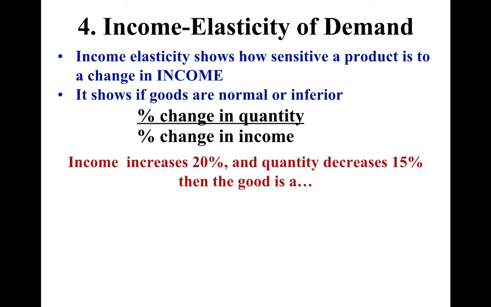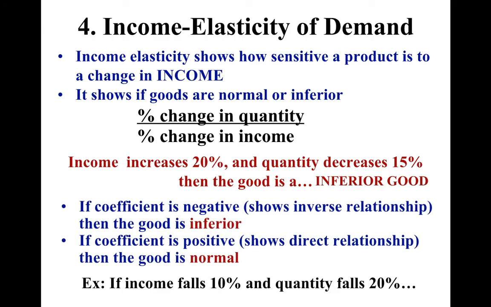So if the income increases 20%, we put that on the bottom, and the quantity of a good decreases 15%, so that's a negative 15 on top, then it comes out to negative 0.75. We know it's an inferior good, which logic tells us from our demand. When our income goes up and we buy less of something, it's inferior. Spam, fruit rings, things of that nature. So if the coefficient is negative, it's inferior, and if it's positive, it's normal. If income falls 10%, so negative 10 on the bottom, and quantity falls 20, so negative 20 on top, we get 20 over 10, which is 2. That's a normal good.